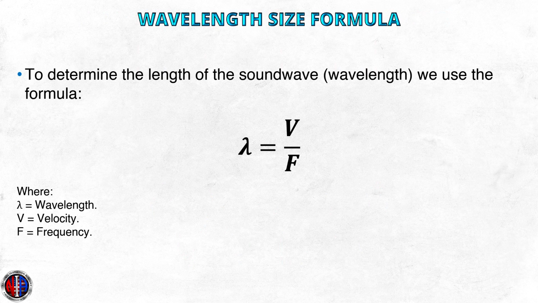To determine the size of the wavelength, the following formula is used. Wavelength equals velocity divided by frequency. The smallest discontinuity that can be found during ultrasonic testing is equal to approximately half the size of the wavelength of the sound wave. As the frequency is increased, the size of the discontinuities that can be detected decreases. So the objective is to use the highest frequency possible to increase detectability.